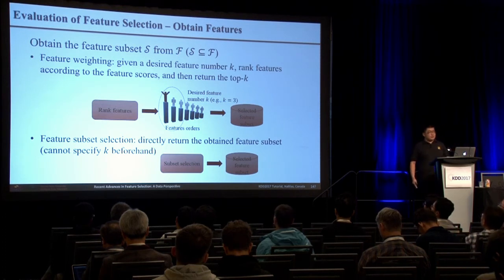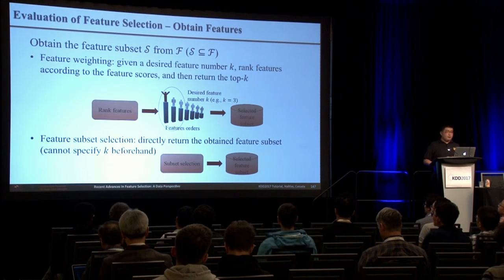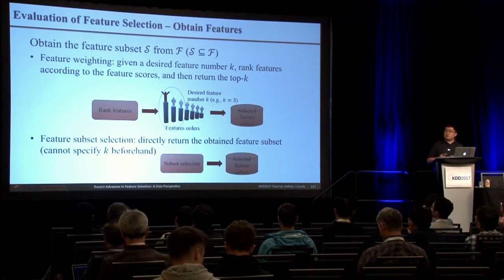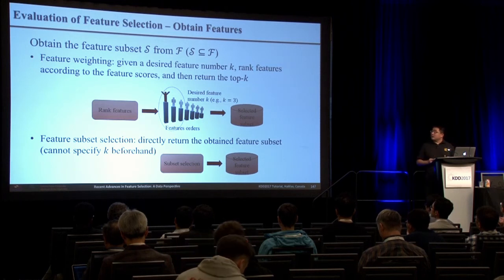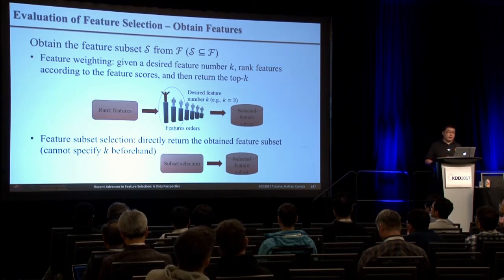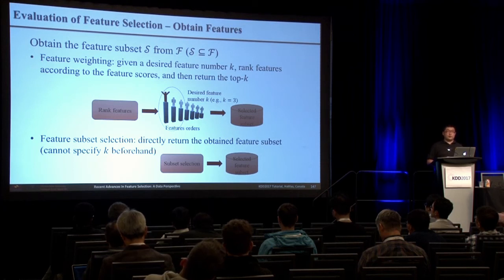So basically, to evaluate feature selection, we first need to obtain the features. There are two categories of methods. The first category, we call the feature weighting method. For this kind of method, we have to specify a desired number of selected features, which is k. Then we can rank features according to the feature score and return the top k ranked ones.